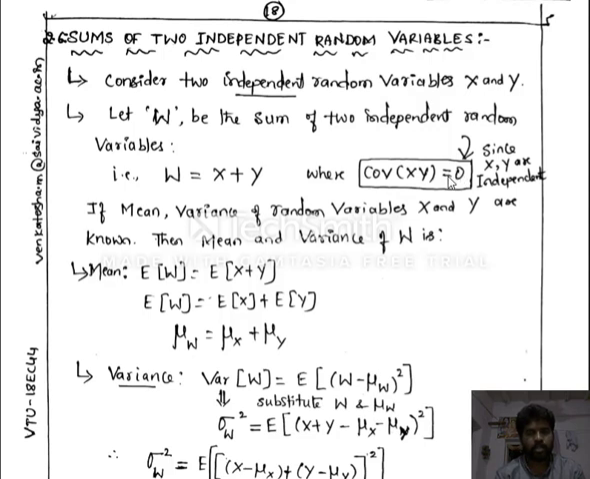So assuming the random variables are independent, if I define one more random variable w, which is the sum of the independent random variables x and y, that is, the random variable w equal to x plus y, then the mean of the sum of the two random variables x and y can be written as E of x plus E of y. Therefore, mu w equal to mu x plus mu y.